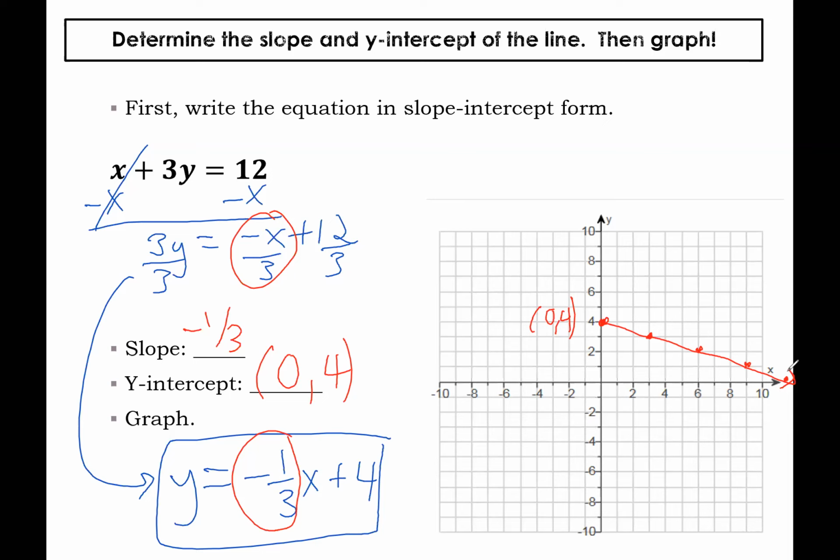So we graphed using the slope and the y-intercept. I really should extend my line the other way. Instead of going down 1 over 3, I'll go up 1 and to the left 3. Up 1 and then 1, 2, 3, up 1 and back 3, up 1 and back 3. There we go.